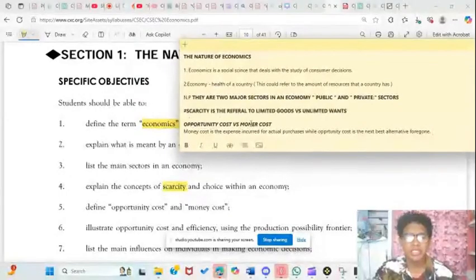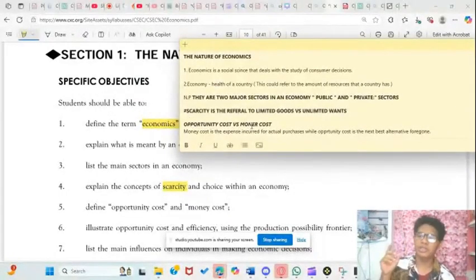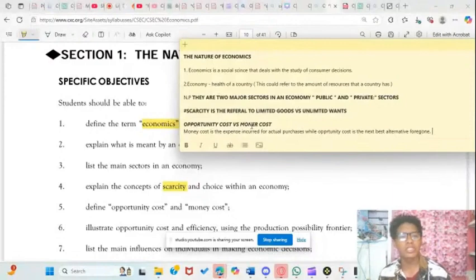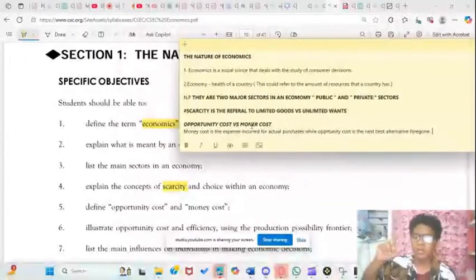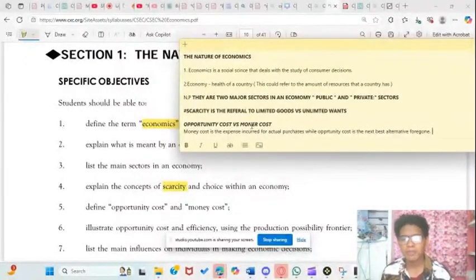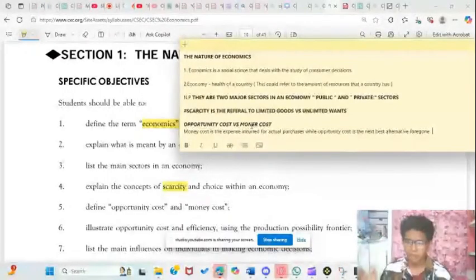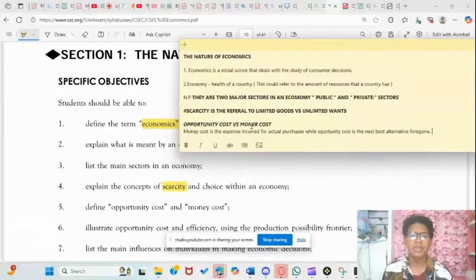This is on the nature of business. Money cost is the literal expense incurred for a purchase. It could be in the process of operations, and you know, guys, when you're doing a business and we are doing operations, there will be expenses, and those will be actual purchases. However, opportunity cost is prevalent when a choice is made.